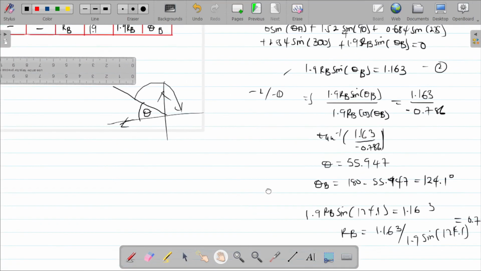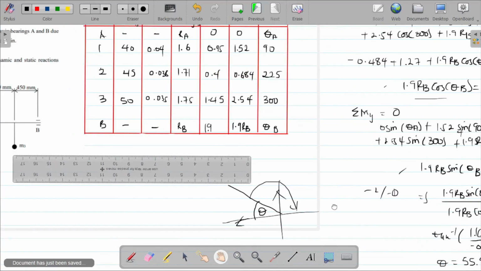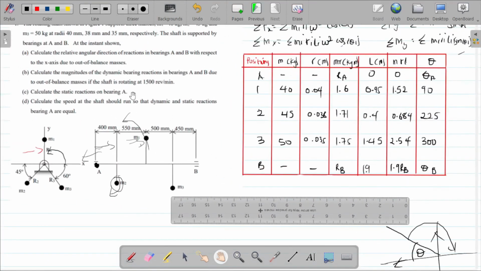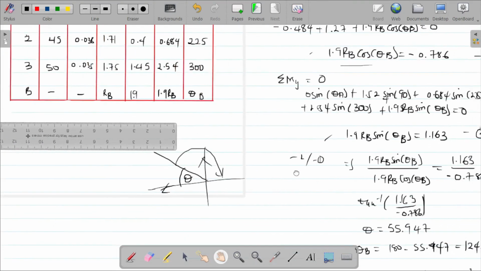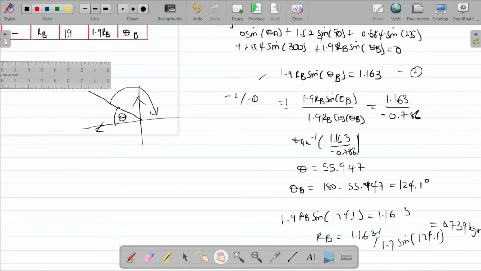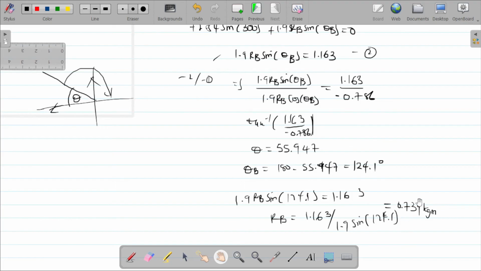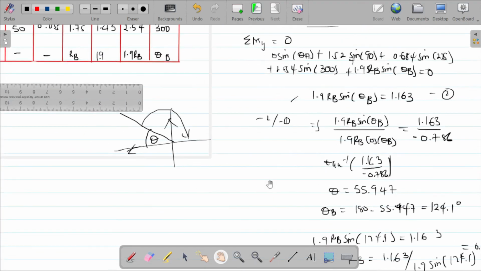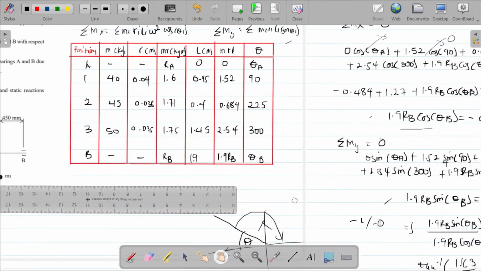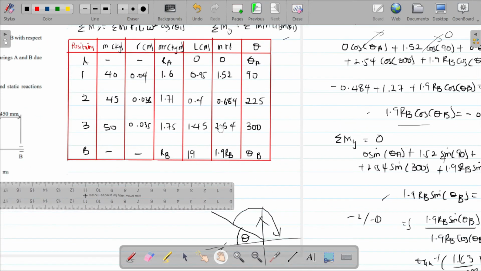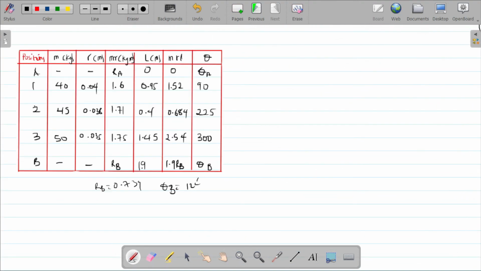right? So question one asked us to find the relative angle, so let's do that first. Now we found the angle for B, and we found the magnitude, the force times radius equivalent for the reaction at B. So now that we know this, we can come to the force side to find RA. Okay, 124.1.